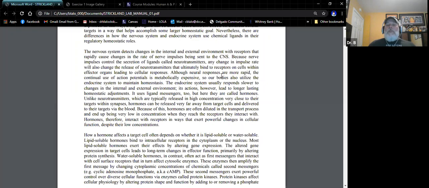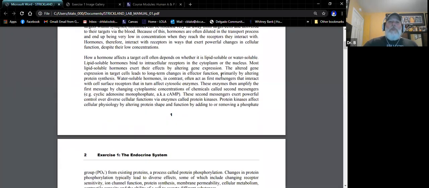Now, there are two types of hormones that get released in the body. One is a lipid soluble hormone, and the other is a water soluble hormone. Now, solubility means that it can be dissolved in, right? So if I say water soluble, that means that something can be dissolved in water. If I say lipid soluble, it means something can be dissolved in a lipid.